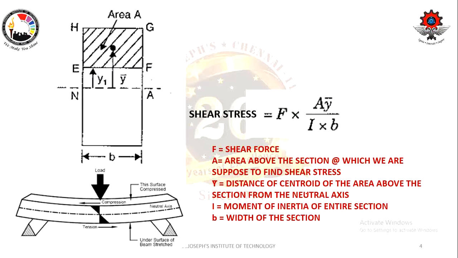Shear stress is equal to F into A into y bar divided by I into B. What is the explanation for these notations? F is the shear force. A is the area above the section at which we are supposed to find out the shear stress.